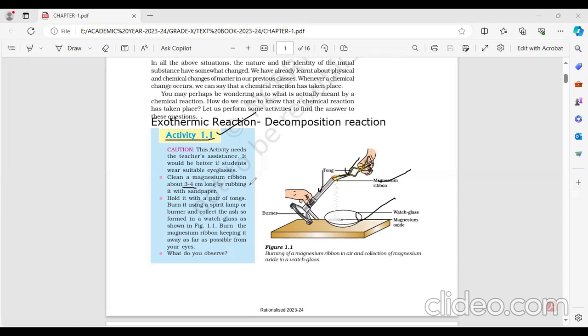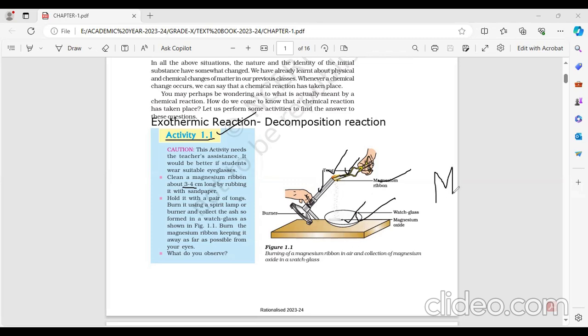Actually it looks like a ring. The magnesium ribbon, we need to cut it with scissors, 3 to 4 centimeters long, and then rub it with the sandpaper. After that, hold it with the tongs and bring it near the burner, so that the magnesium ribbon burns and gives a white dazzling flame. That is the color we see. And after that, this metal turns into a powder, and this powder is called magnesium oxide.